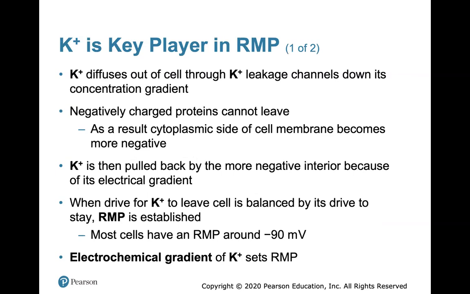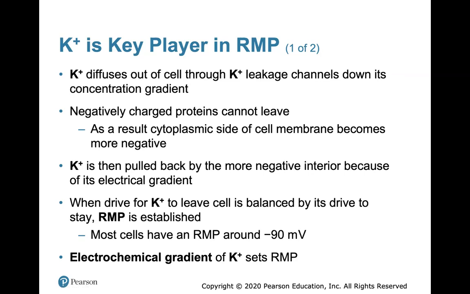The ion potassium is a key player in resting membrane potential. It will diffuse out of the cell through potassium leakage channels down its concentration gradient. Negatively charged proteins cannot leave, so as a result, the cytoplasmic side, the inside of the cell membrane, becomes more negative. Potassium is then pulled back by the more negative interior because of its electrical gradient. When the drive for potassium to leave the cell is balanced by its drive to stay, the resting membrane potential is established. Most cells have a resting membrane potential around -90 millivolts. That's a number you should remember.